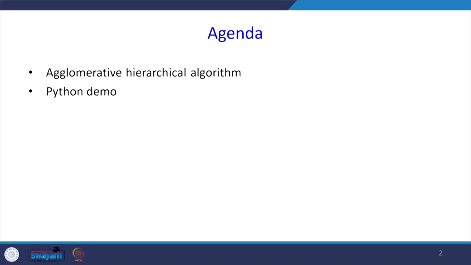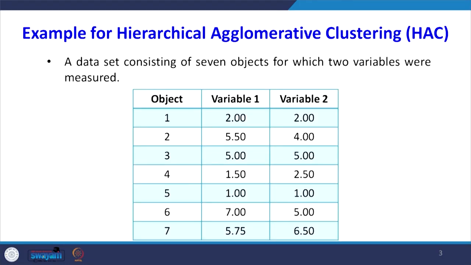So, the agenda for this lecture is the agglomerative hierarchical algorithm. The second one is a Python demo. So, the example of hierarchical agglomerative clustering, HAC. A data set consists of 7 objects for which 2 variables were measured. There are 7 objects: 1, 2, 3, 4, 5, 6, 7, with variable 1 and variable 2.